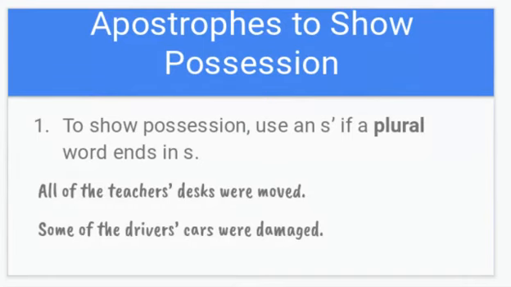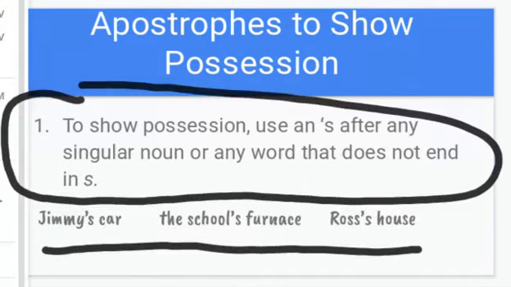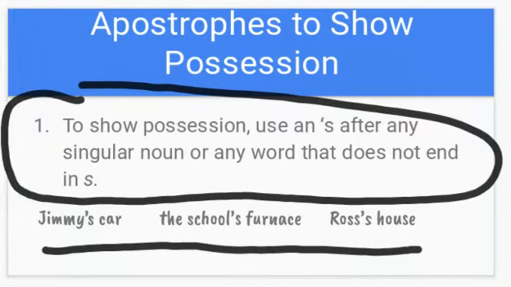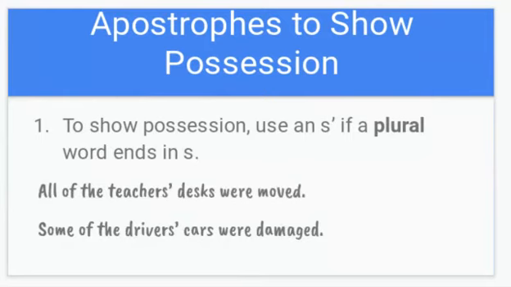Notice, let's go back here for a second. Stop. Notice that even though Ross ends in an S, you're still adding an apostrophe S because it's singular. There's one Ross. So, write this down right here.